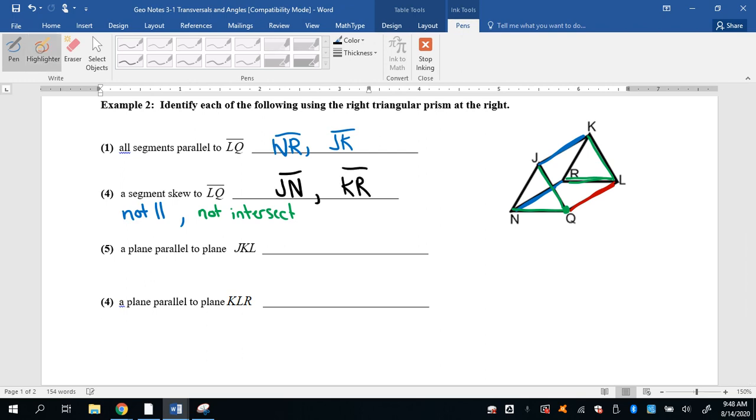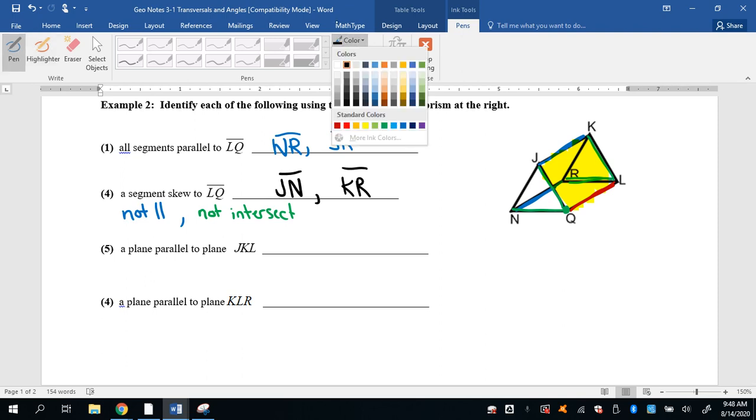Now we are left with two more questions, a plane parallel to plane JKL. So JKL was this. Now that looks like it is touching all of the segments. So therefore, our answer would be none. There is none.